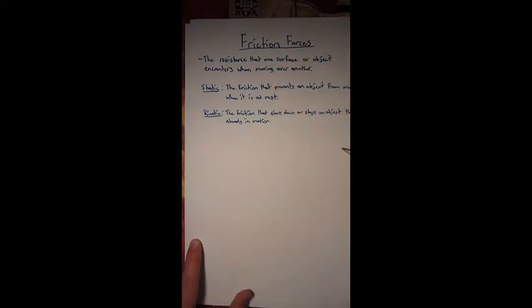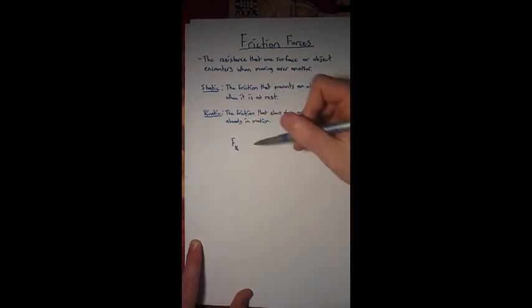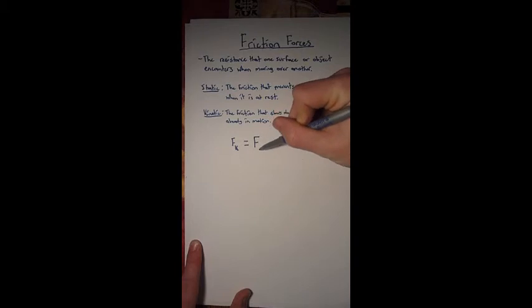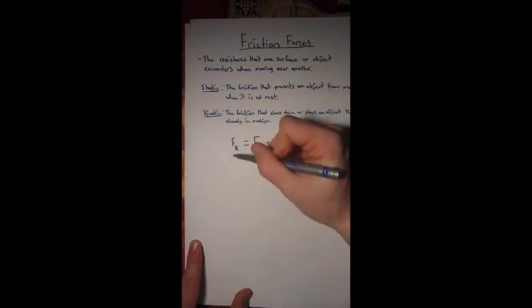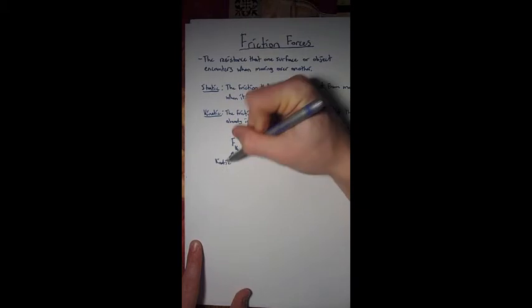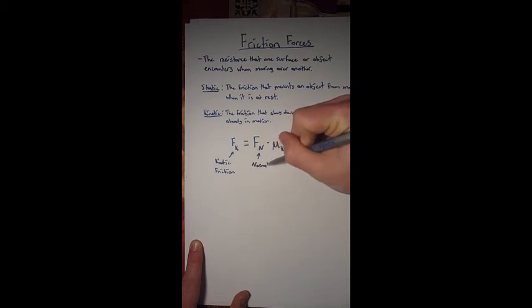The equation to find friction is friction equals the normal force multiplied by mu, where kinetic friction is equal to the normal force multiplied by mu k. Mu k is the coefficient of the kinetic friction, and it is unitless.